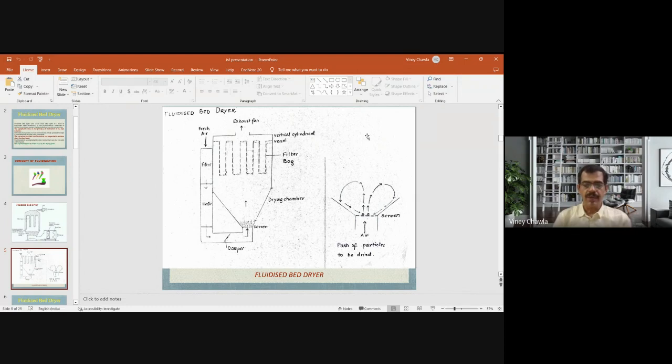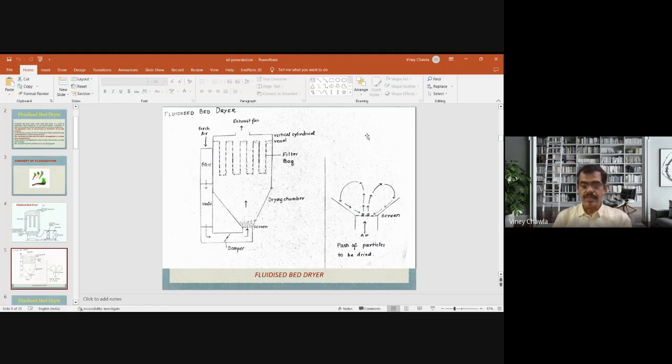So here we have filter bags which retain the fine particles, and through the exhaust fan there is a connection to a cyclone separator. So end product would be a mixture of cyclone product and chamber product. Chamber product is the one which is retained in this conical bottom portion. And if you see on the right of your screen, particles are following a path which is evident from the direction of the arrows.